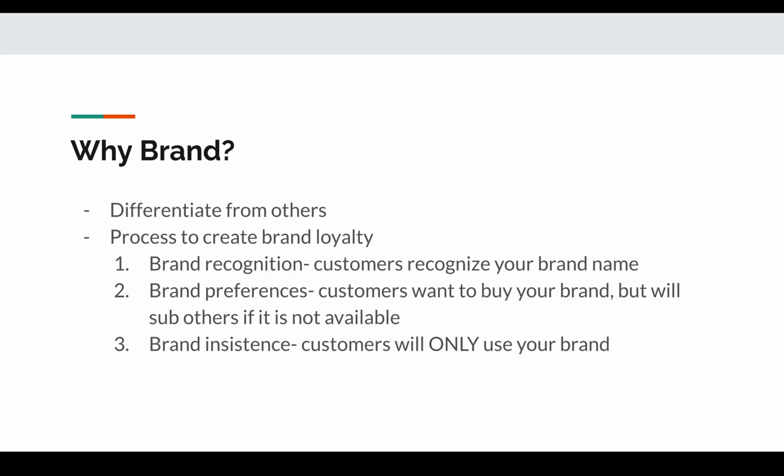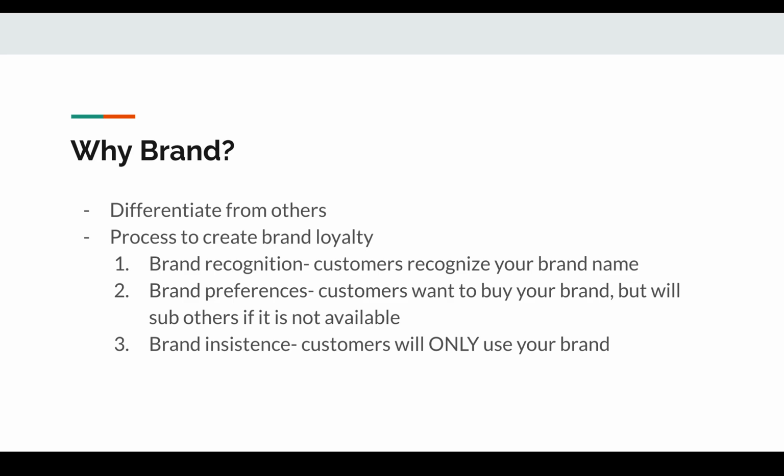And so one process that we do to go through this is the process to create brand loyalty. And this can be done in 3 different levels. So we have brand recognition, and this is where customers will recognize your name. They will be able to associate maybe your logo with the company, and they know who you are. That's the lowest level of brand loyalty. The next step up at the middle level is brand preferences. So customers want to buy your brand, but if it's not easily accessible or it's not available, they're going to substitute it out for others.